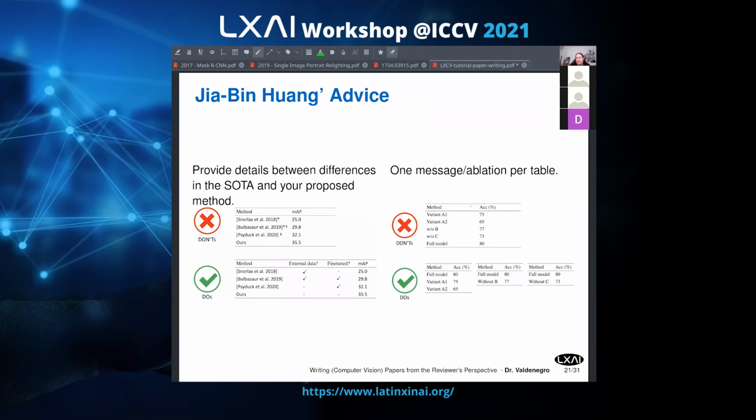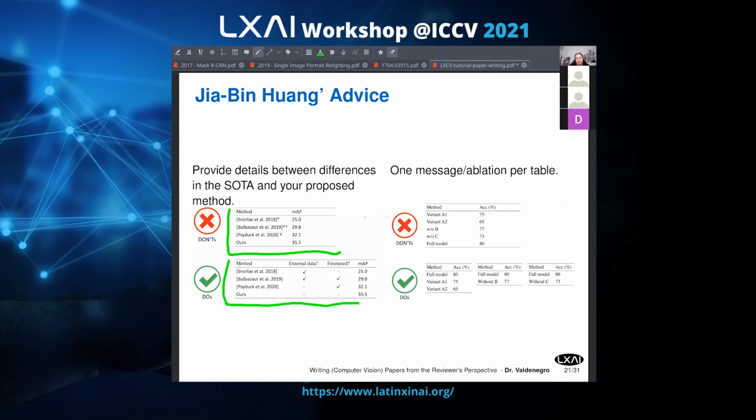Also, you need to provide details about the differences between the SOTA and your proposed method. Like you can do this. This is a very standard table that compares your method with state of the art, with Snorlax, Bulbasaur, and Psyduck. But if you actually go back to your state of the art or your literature search, and you have this conceptual framework of how these methods differ, like some methods use external data, some of them are fine-tuned and so on, and you put this in the table, it's much easier to understand. And here it's much easier to actually understand the contribution.